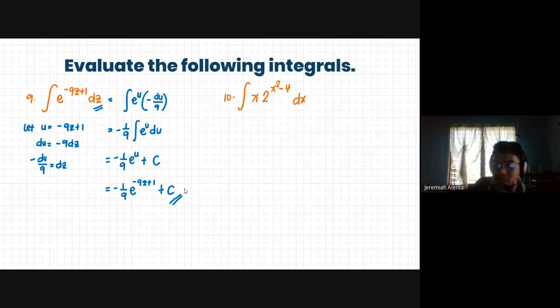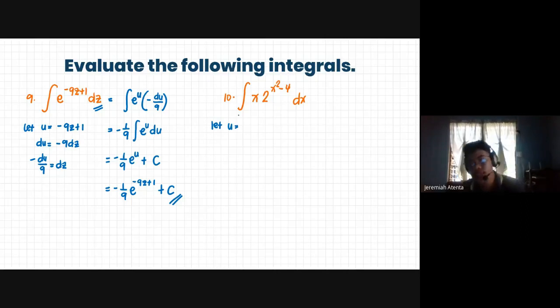So what do we need to substitute by u? Sino yung ililet u natin dito? What do you think, guys? Si x squared minus 4. Yeah, because we know the integral of 2 raised to something, right? So, dapat ganun yung matira. So, you have u is equal to x squared minus 4.